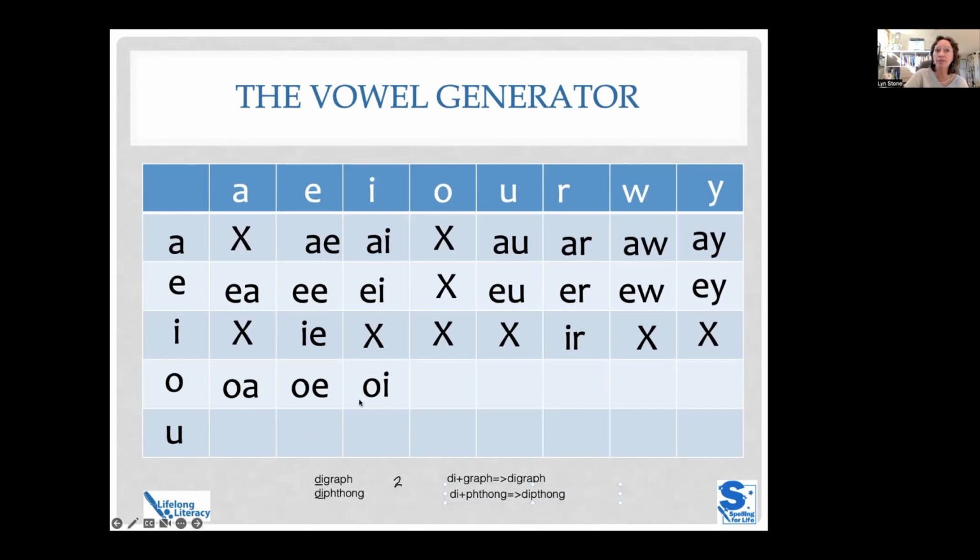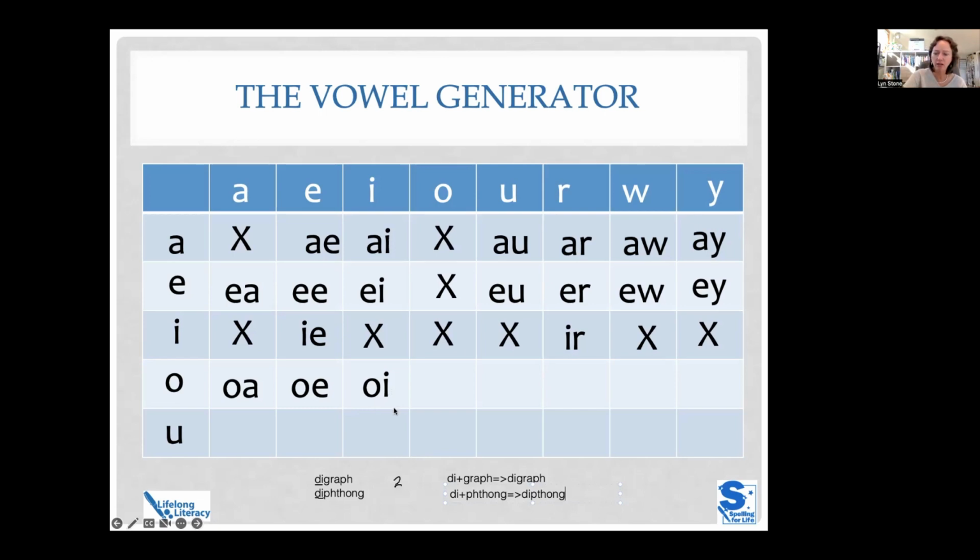So let's go to oi, which is a digraph because it's written down with 2 letters, but it's also a diphthong because when you say it, you go like this, oi. So I'm slowing it down for you. You start with your lips rounded. That's 1 place of articulation. And then you pull your lips back to make a smiley place, e, oi. But you're saying it all within 1 impulse of your voice. There is 1 syllable in that, oi. And that gives us something called a diphthong.